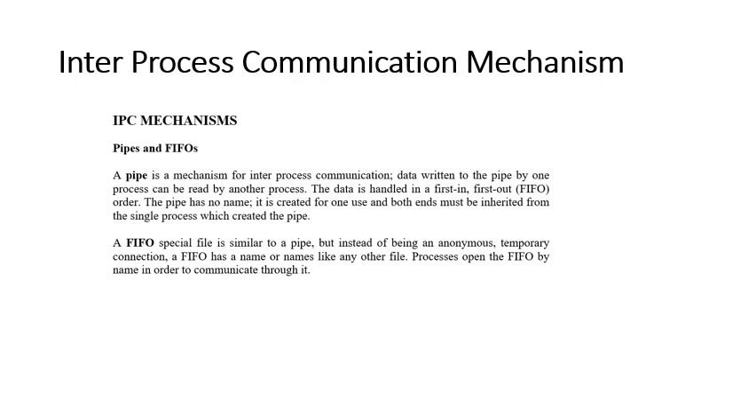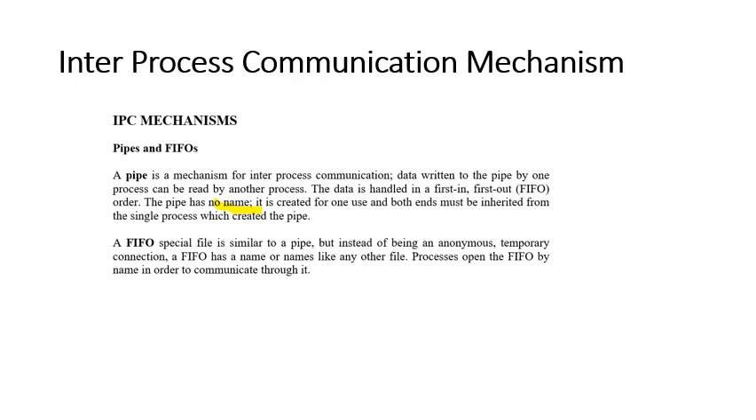Next I'm going to the topic of interprocess communication mechanism. In the IPC mechanism, we have pipes and FIFOs. A pipe is a mechanism for interprocess communication. Data written to the pipe by one process can be read by another process, and the data is handled in first in first out order. This pipe has no name, and it is created for one use, and both ends must be inherited from the single process which creates the pipe.